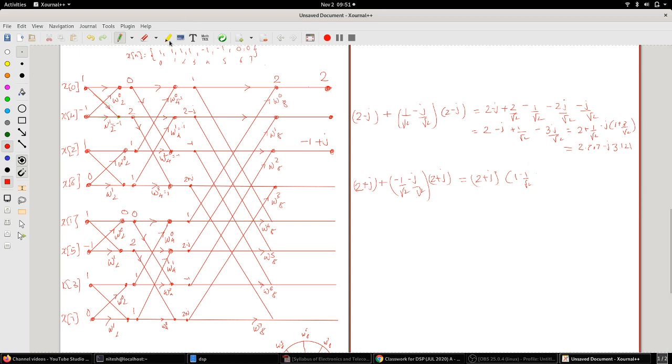Yeah, so this will further write this as 2 plus j minus 2 upon root 2 minus plus 1 upon root 2 minus 2j upon root 2 minus j upon root 2. So this comes to like 2 minus 1 upon root 2 plus j minus 3j upon root 2.